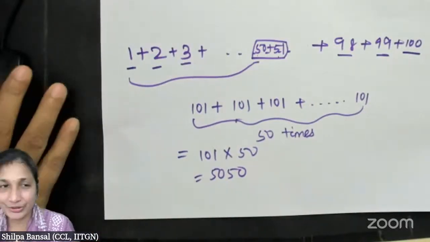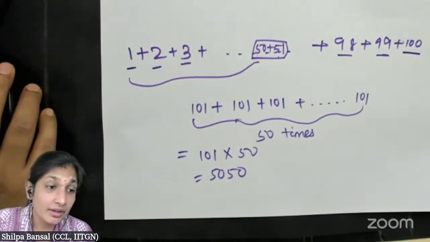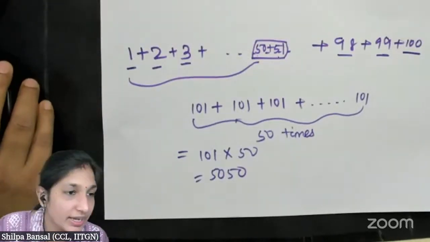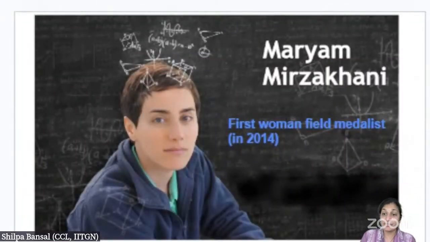Okay. So there was another medalist. I will show you her picture. She was the first woman to get the Fields Medal. Fields Medal means, in maths we do not have the Nobel Prize. In physics, chemistry, and other subjects, and in literature, we have the Nobel Prize. But in maths, the highest prize one can get is the Fields Medal. Before 2014, no woman had ever received a Fields Medal.